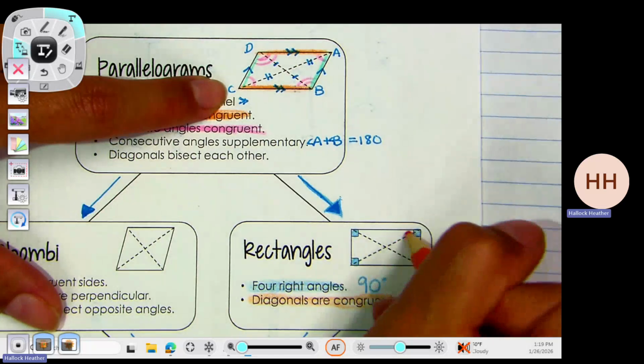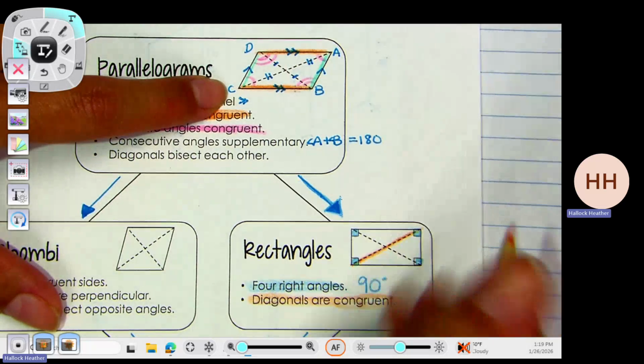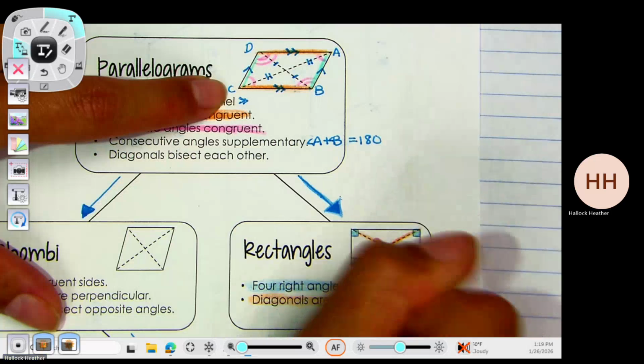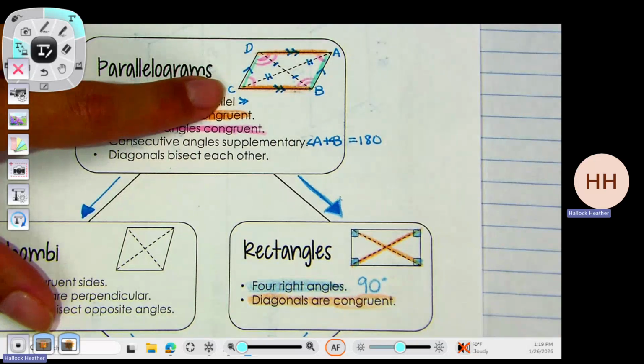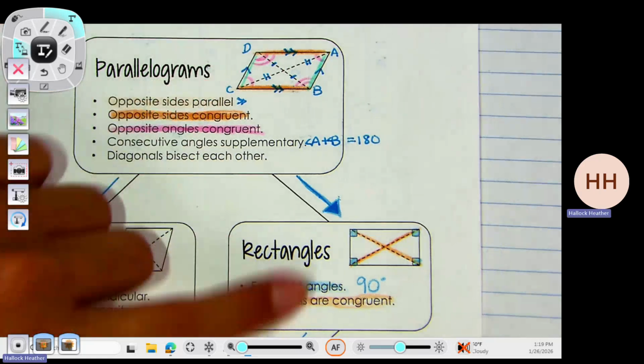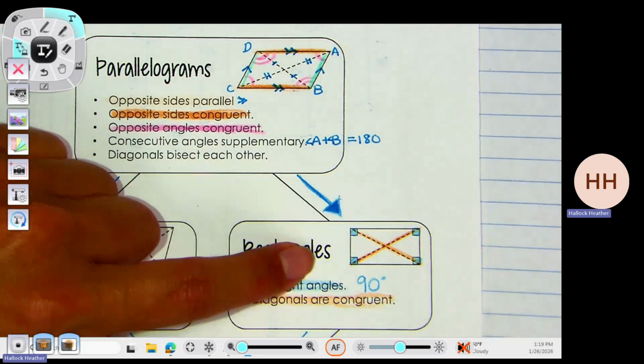I know your parallelogram one is not colored. You don't have to color it. Don't worry about it. We're going to color the rectangle. We're also going to add in, using our pencil, the markings.